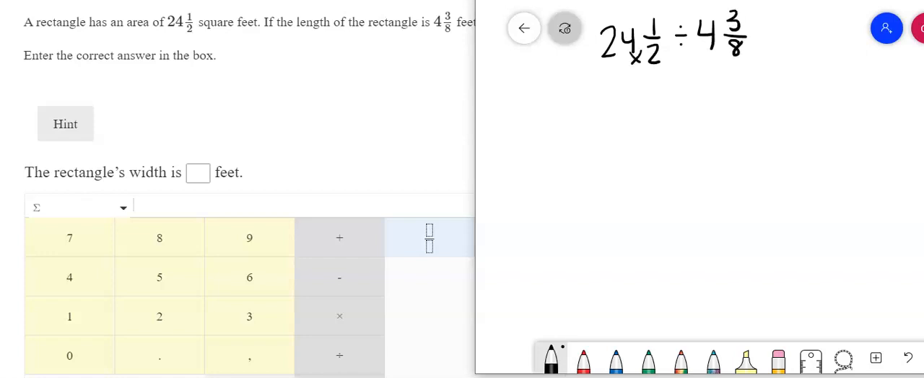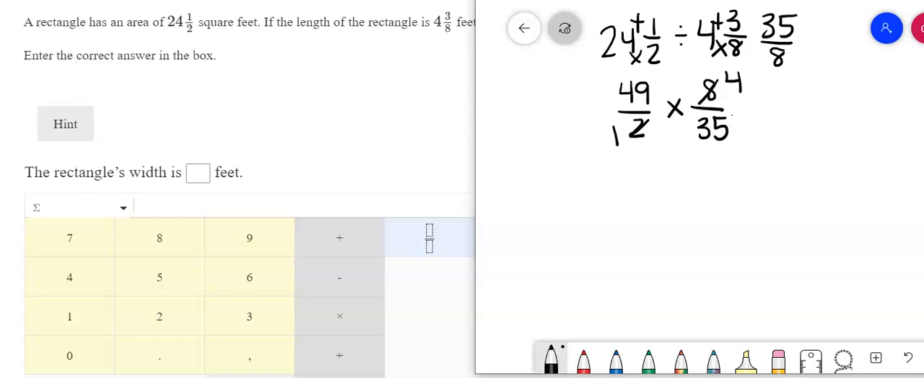24 times 2 is 48, plus 1 is 49 over 2. Division changes to multiplication, then we have to get rid of this mixed number. 4 times 8 is 32, plus 3 is 35 over 8. We are then going to flip it, so we have 8 over 35. 2 goes into 2 once, 2 goes into 8 4 times. 7 goes into 35 5 times, and 7 goes into 49 7 times. 7 times 4 is 28. 1 times 5 is 5.